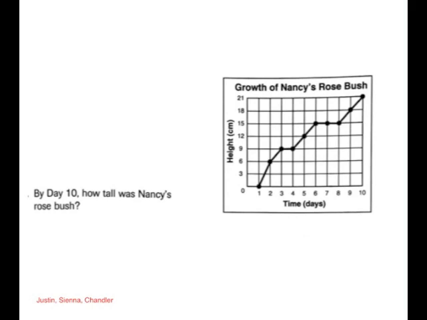Hi, I'm Justin, and Sienna and Chandler are writing. So what we did is we looked at the 10th day, which is at the end, and we drew up, and then we went over to the left side, and it said 21. And that's how we found out our answer.